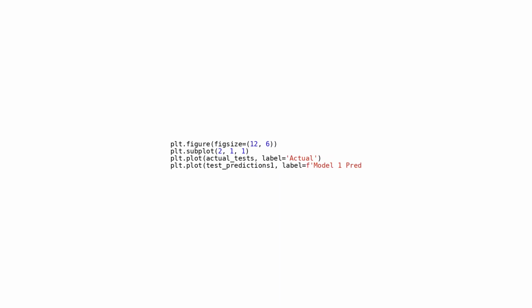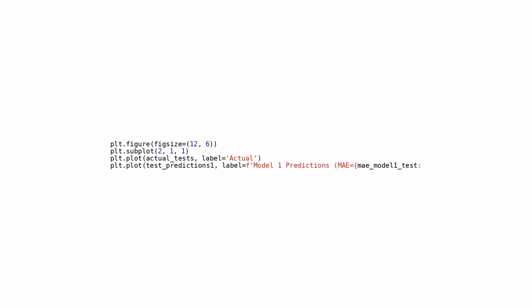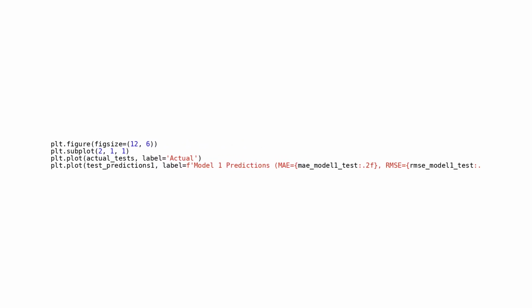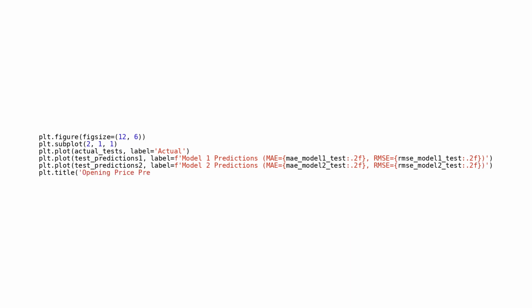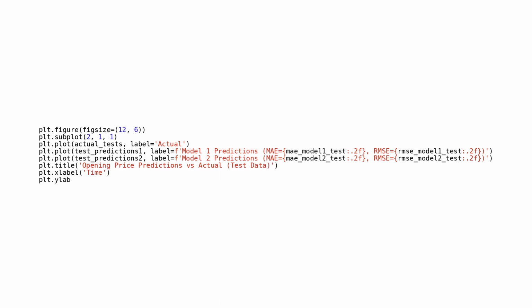This visualization tool compares the performance of two models in predicting the opening prices of a dataset. The tool displays a figure with two subplots. 1. The first subplot showcases the actual opening prices alongside the predicted prices from each of the two models. Each model's predictions are represented by a line, with the mean absolute error, MAE, and root mean squared error, RMSE, also included for each model's predictions on the test data.